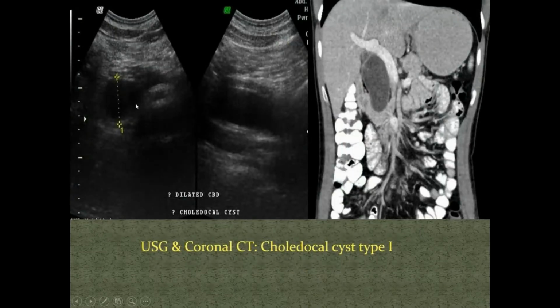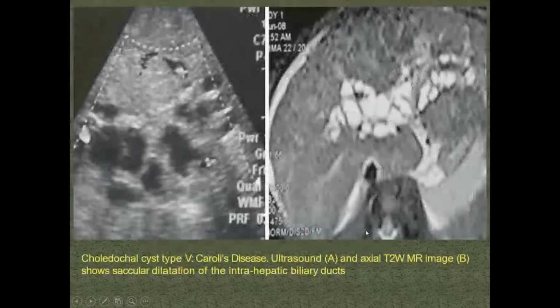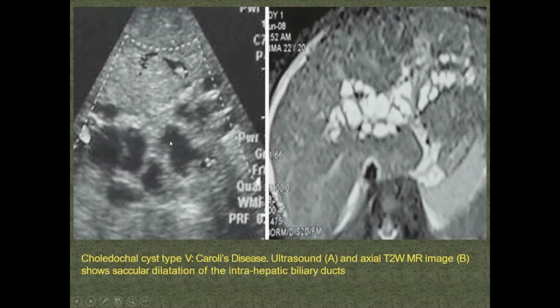This is another ultrasound image and the corresponding coronal CT. You can see the full CBD is dilated. That's type 1 choledochal cyst. And this is the portal vein. This is Caroli's disease, type 5 disease, in which there will be multiple cystic saccular dilatations isolated to the intrahepatic biliary radicals, and the extrahepatic biliary system is usually normal.